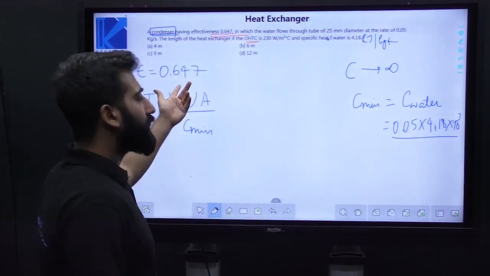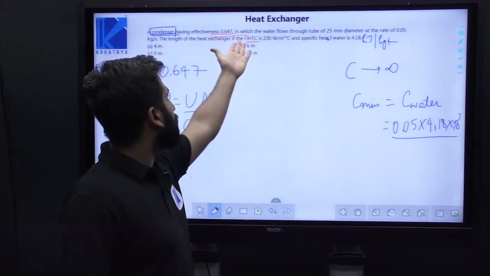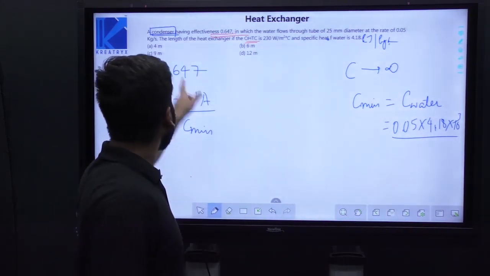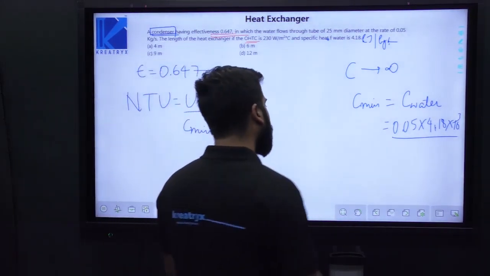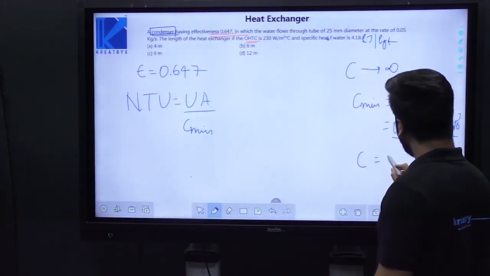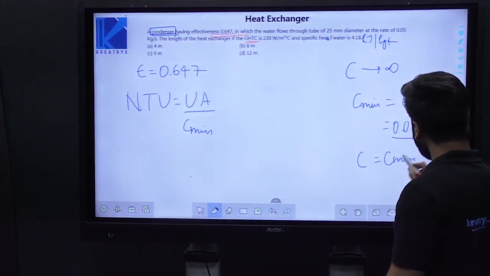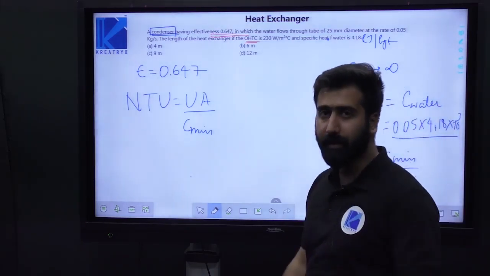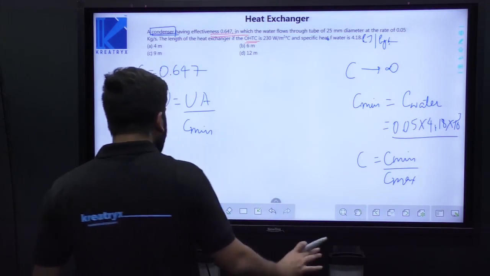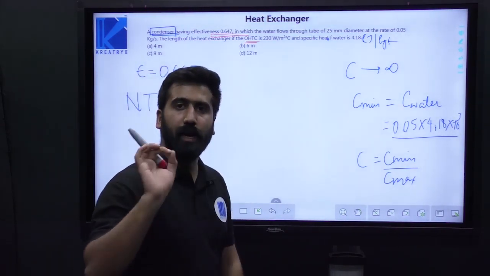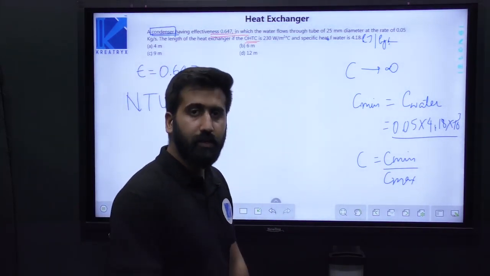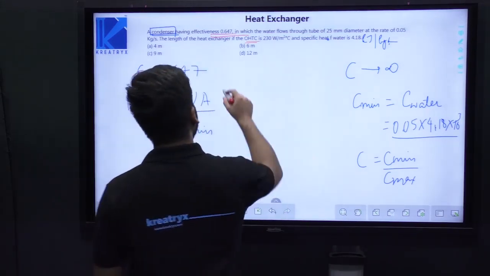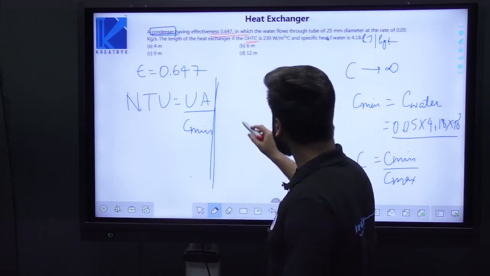You have been given the effectiveness, so you will have to use the formula for effectiveness. But the condition given here is a condenser. So C is equal to C minimum by C maximum. C maximum is infinity, so C is 0. It doesn't matter if it is a parallel flow or a counter flow heat exchanger, because the formula for both is the same. I'll put C equal to 0.